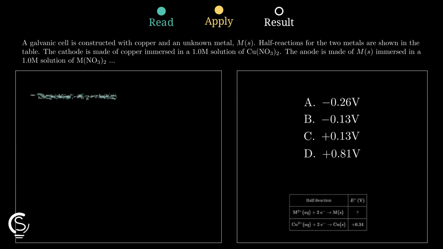Next, we plug in our known values. The problem states the total cell potential is 0.47 volts, and the copper cathode is 0.34 volts.